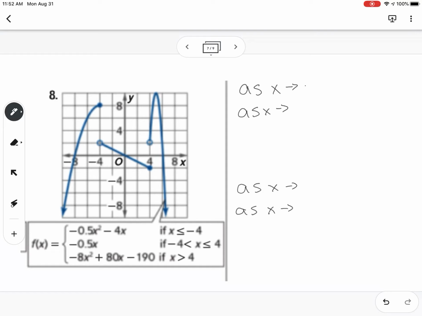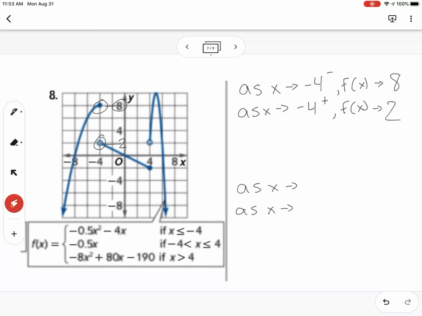All right, so for the first one, we'll do this one. This number is on -4. So I'm going to write as x approaches -4 from the left and -4 from the right. Figure out where our function is. So from the left, this y value is on 8. So I'll put an 8 there. The other one, they're going up by 2s, so this one would be a 2. Right, that's the first one. Left side is on 8, right side is on 2.